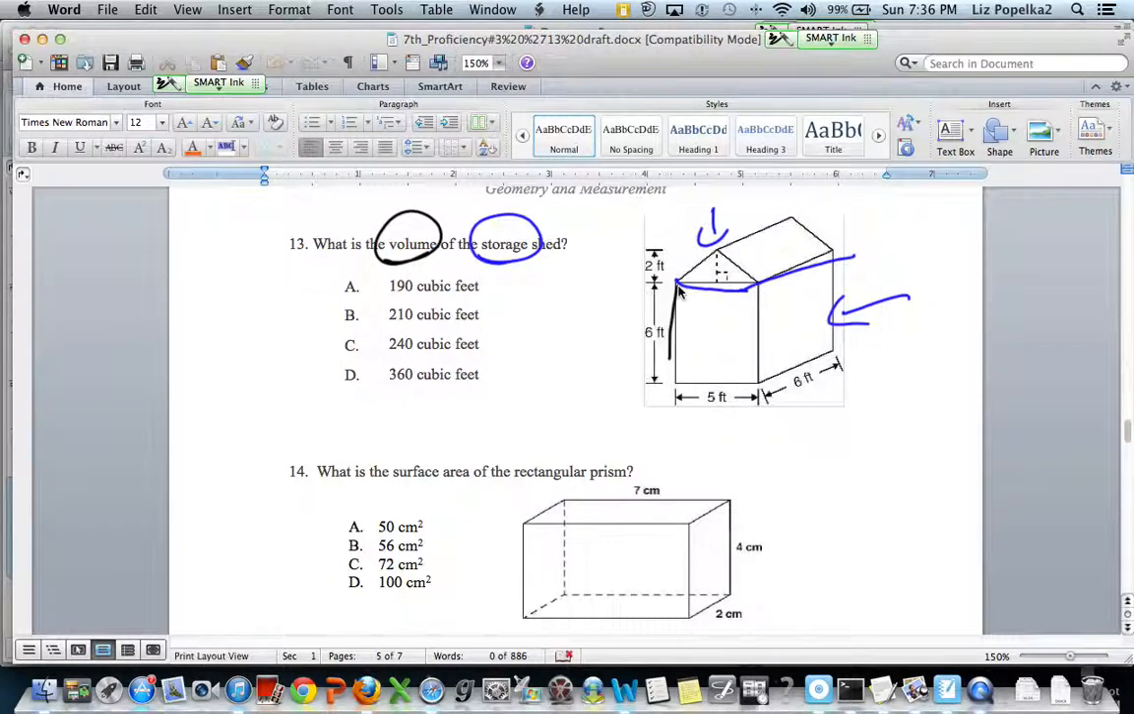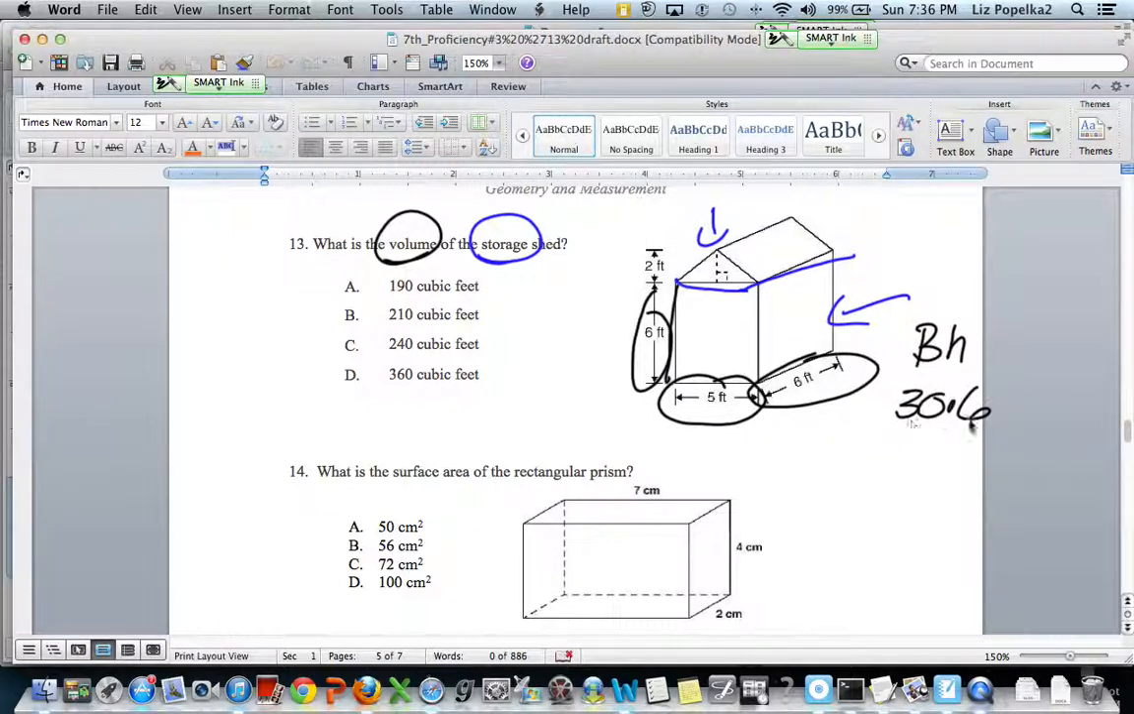So this tells us that the width is 5, the length is 6, the height from here to here is 6. We've done the volume of a rectangular prism a couple times now. So you remember that you do the area of the base times the height. So 5 times 6 is 30. Multiply that by the height, which is 6. 30 times 6 is 180. Now that's only for the volume of the bottom. Now we've still got to figure out the volume of the top.